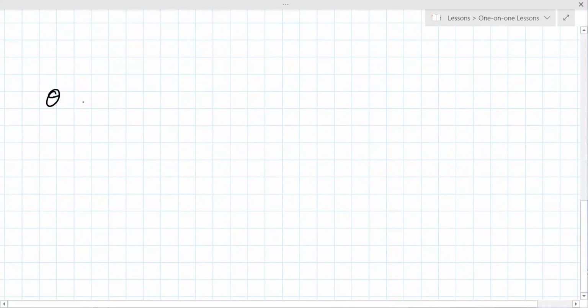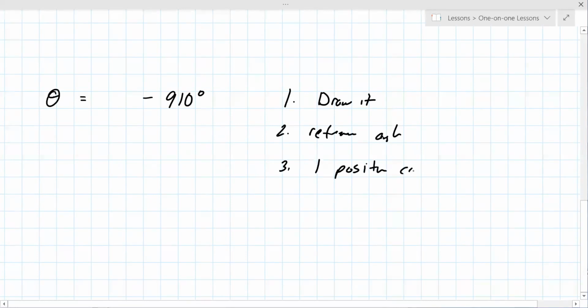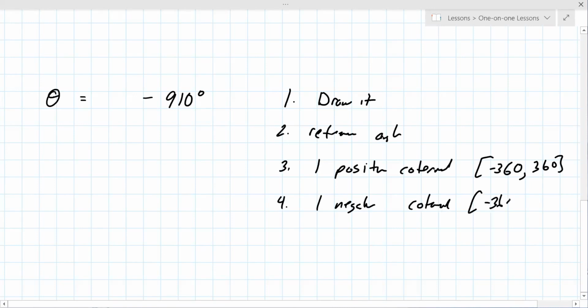So let's do a couple more here. Let's say the angle that I give you is minus 910 degrees. I want you to do the following. I want you to draw it. I want you to find the reference angle. And then I want one positive coterminal, and these need to be between minus 360 and positive 360. And then I want one negative coterminal, same thing, minus 360 to positive 360.